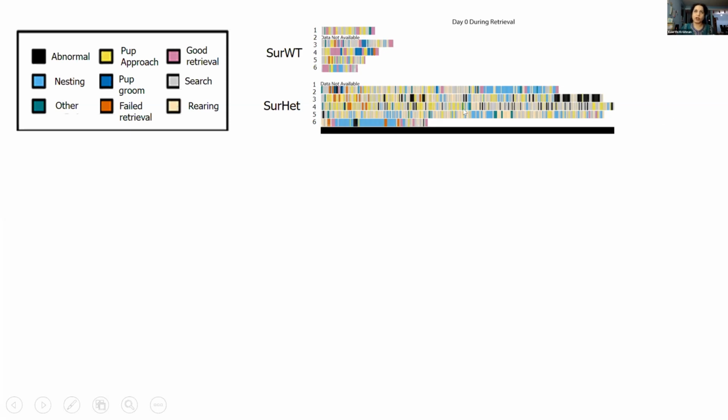The other parts that we notice is that there's a lot of yellow, which is the pup approach phenotype, and light blue, which is nesting phenotype. So still remember that the pups are scattered in the different corners. They're not actually in the nest. This is the hets that are hanging out in the nets. And there's also abnormal behavior shown here in black, which is mostly jumping phenotype.